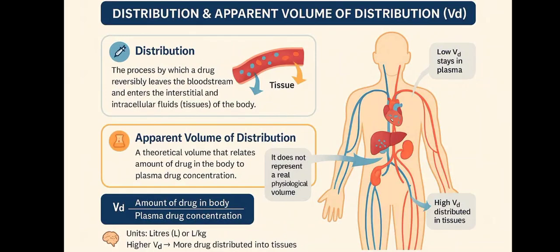Distribution is the process by which a drug moves from the bloodstream into different tissues and body fluids after being absorbed. In simple terms, once the drug enters the blood, it gets distributed throughout the body to reach its sites of action, storage areas, or elimination. The extent and rate of this process depend on the drug's properties and the physiology of the patient.